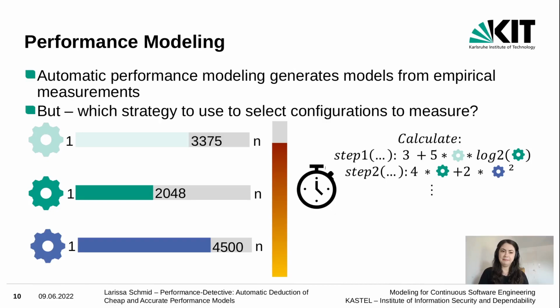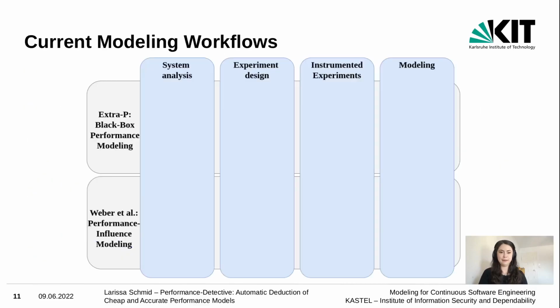However, of course, we now need a smart strategy to select the configurations we want to measure. Because, as you can see, the configuration spaces are quite big and exhaustive measuring is, of course, unfeasible in them. So there are existing workflows to tackle this problem, and I would like to introduce two of them, which are Extra-P and also a performance influence modeling workflow presented by Werle et al.